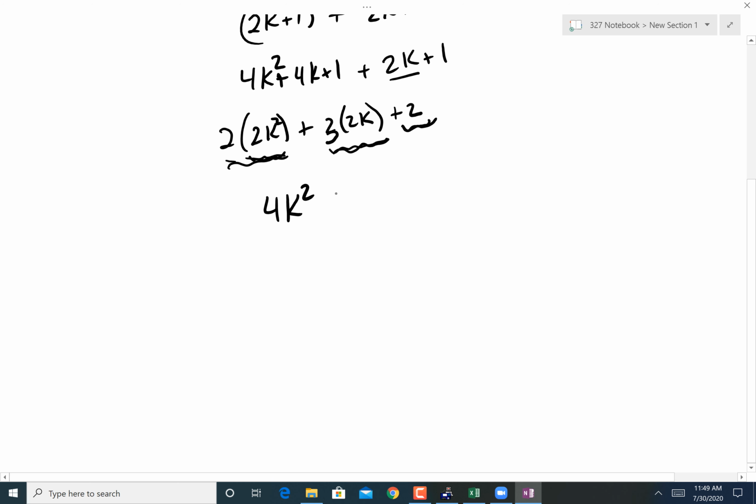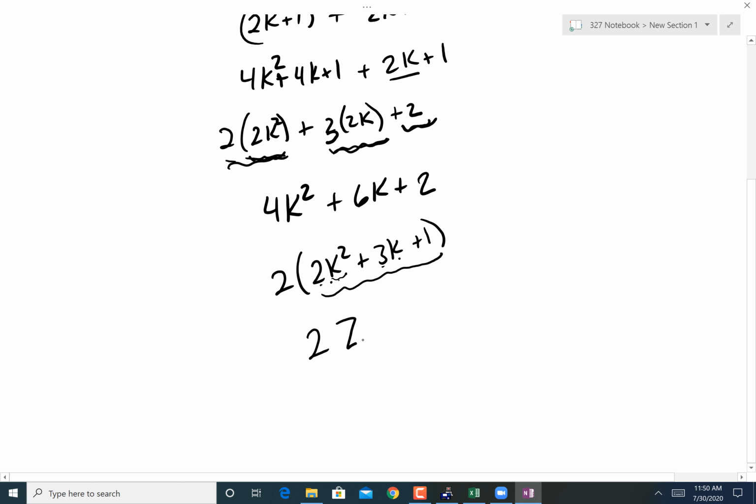4k squared plus 6k plus what? Plus 2. Cool. And if you're careful, what do they have in common? They have 2 in common. And what are you left with? You're left with 2k squared plus 3k plus 1. What does this look like to you? If k is an integer, then 3 times an integer is an integer. An integer squared is an integer, times 2 is an integer, plus 1 is an integer. This looks an awful lot like 2z to me. Am I right?